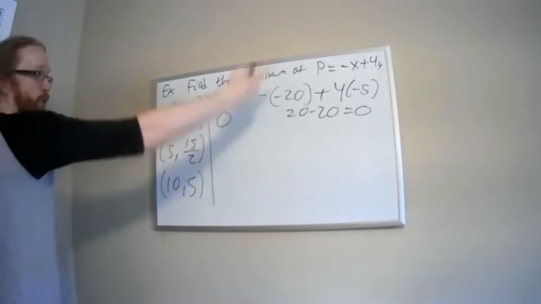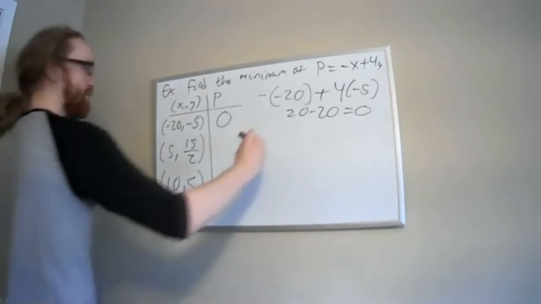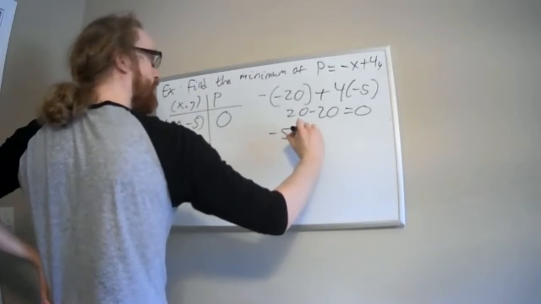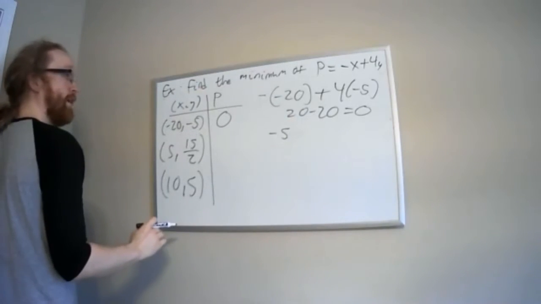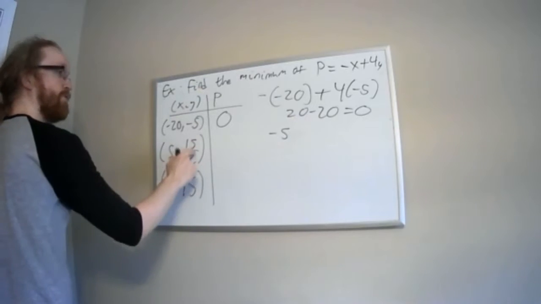Next, I'll take the next corner point and plug it in and see what I get. I put in 5 for x. So I just put in 5 for x. It's -5. And then 4 times 15/2.